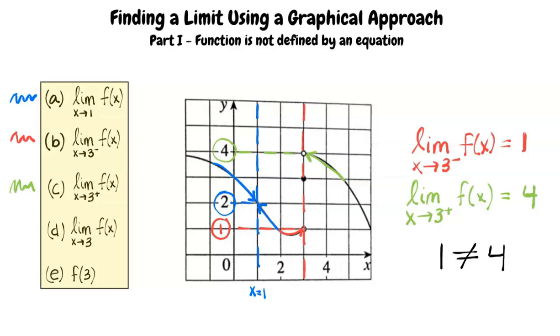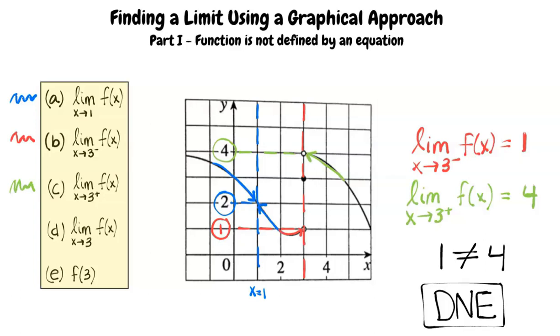In the graph, we confirm that the left and right-hand sides do not approach the same value, so the two-sided limit does not exist. So we can write our answer as DNE, which means does not exist.